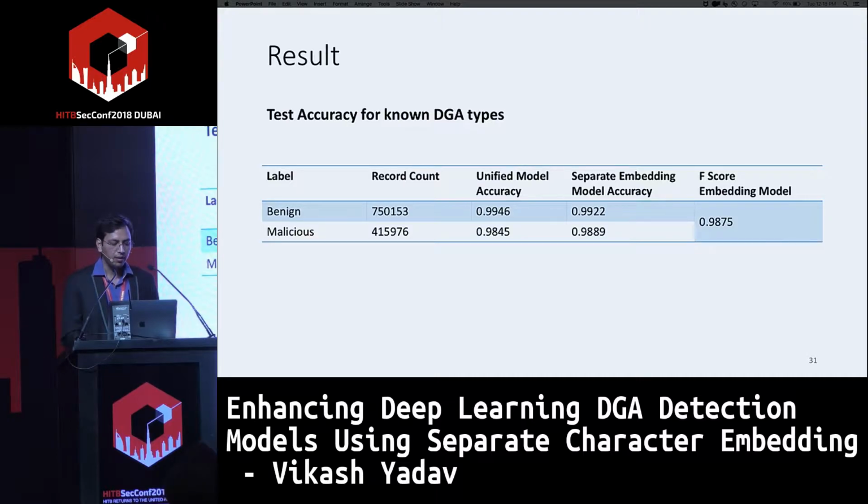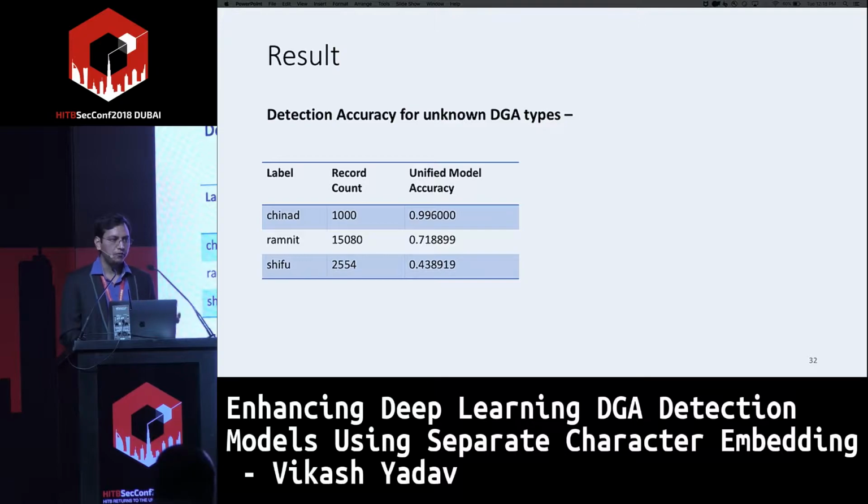For benign domains, the model has 99% accuracy. And for malicious domains, it has slightly higher accuracy, 99.8%. The F-score, which is a measure of a model's accuracy, is still very high. It's very close to the one we saw for the unified architecture. So this shows that this change didn't break our result for the existing non-DGA types. So it works equally well.